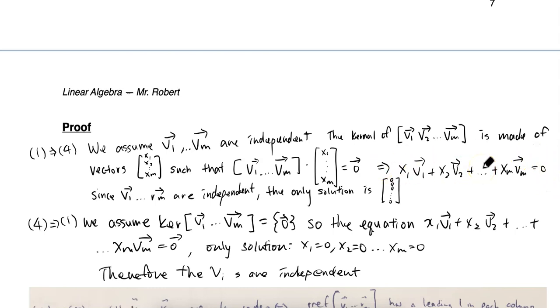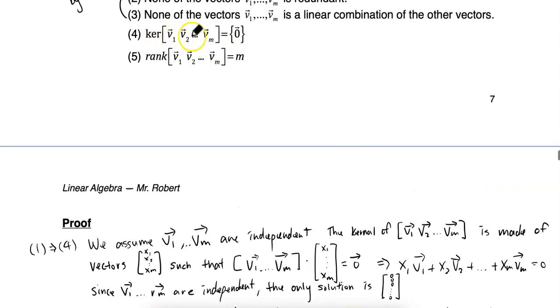Well, the only solution is if we choose x1, x2, x3 equal to 0. And that is because we know these vectors v1, v2 through vm are linearly independent. So there is no combination of one that would give us the others. The only way for this to be true is if all xi's are 0. And so the kernel of the matrix is 0.